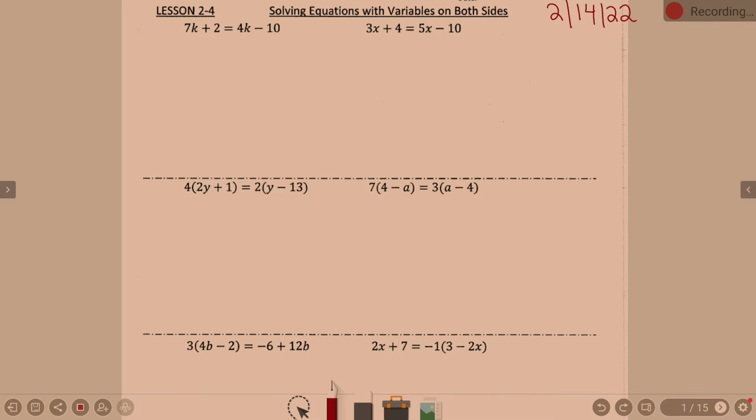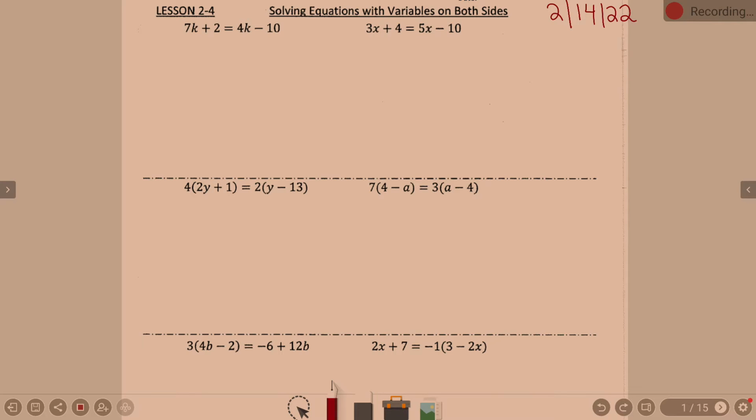So, what I want to encourage you to do is, as we look at the first example, 7k plus 2 equals 4k minus 10. What do you remember? What do you think? Don't you have to take the 2 variables and subtract them? Add or subtract. In other words, we want to get the 2 variables together, yes?